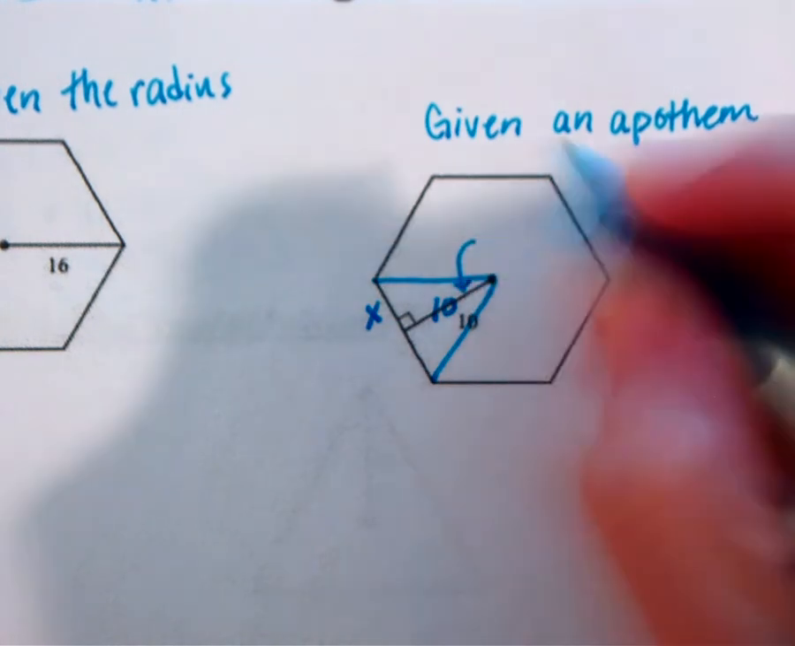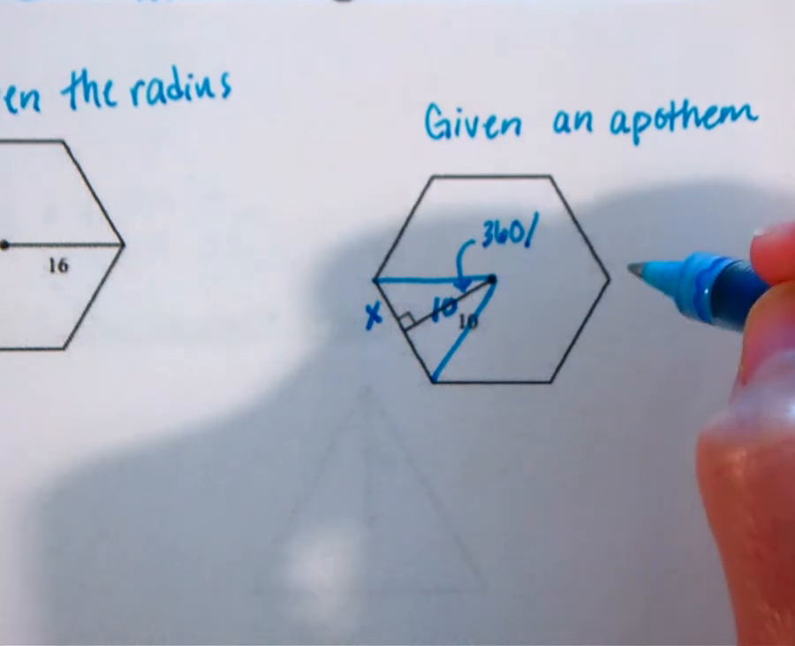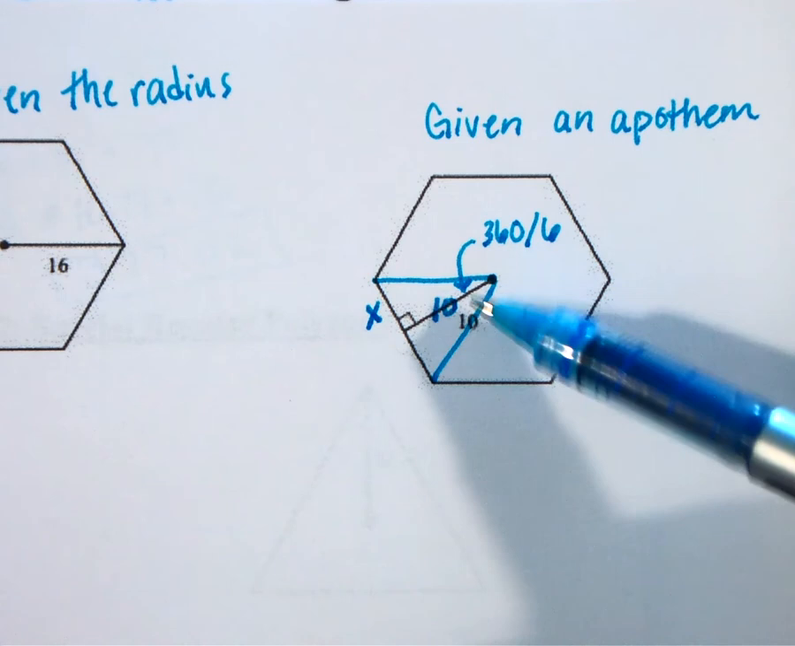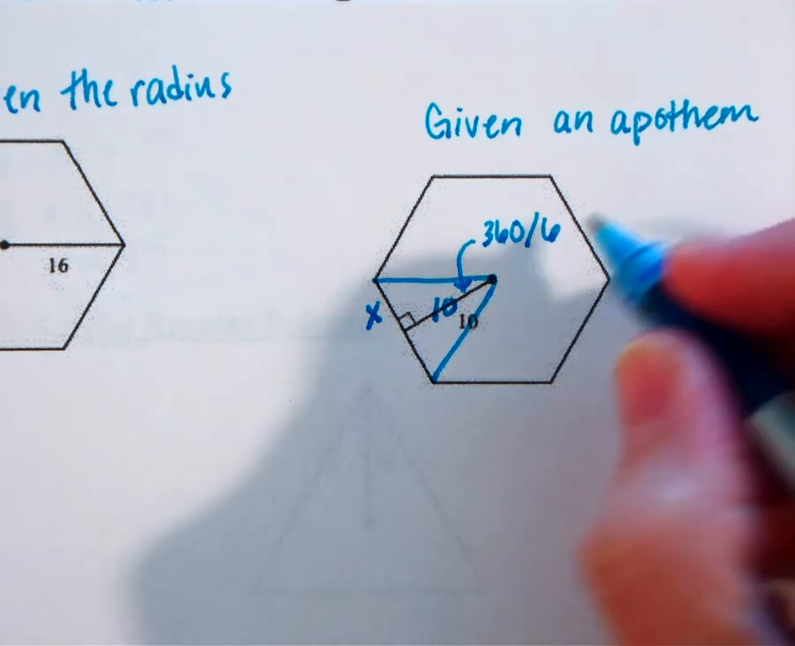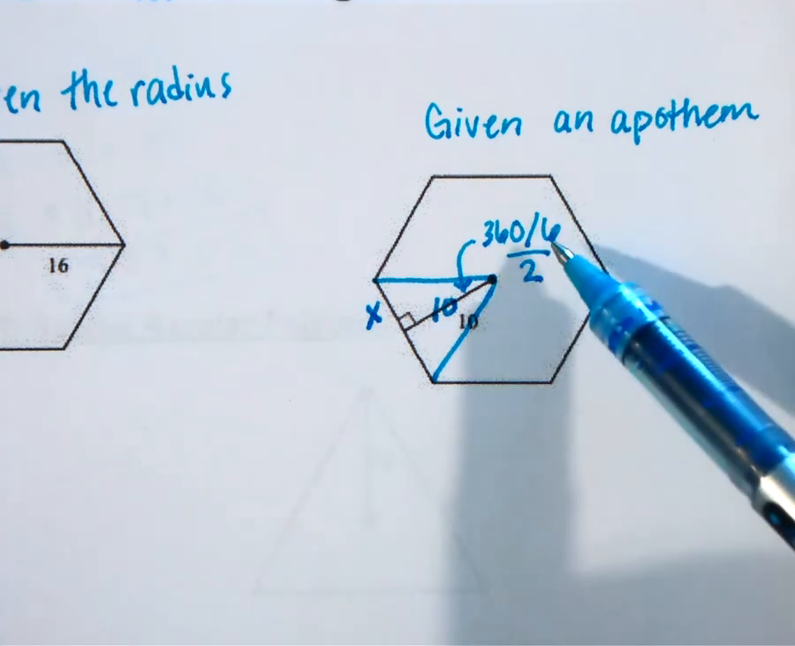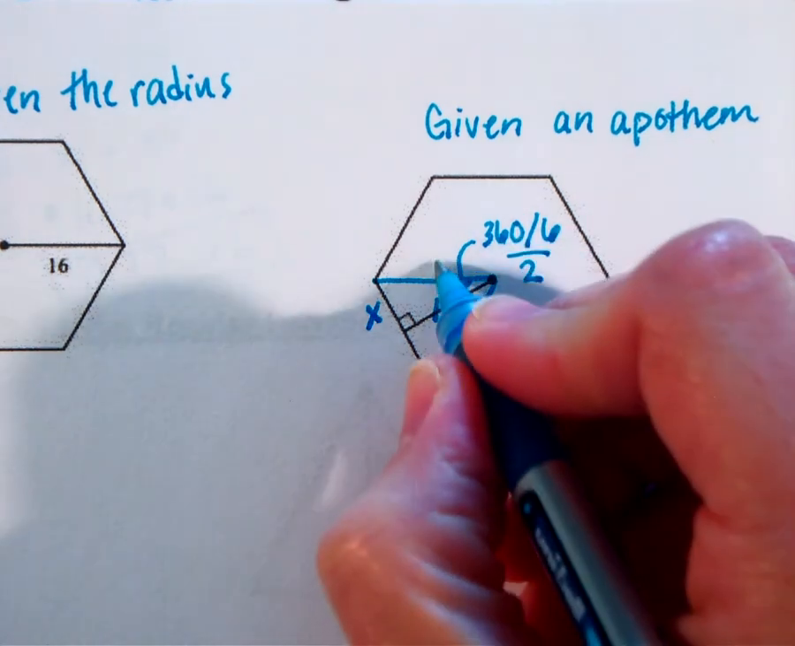Step 1 is still always to find the angle measure at the center. So to find this angle measure here, we're going to do 360 divided by 6, because this thing has 6 sides. It's a hexagon. That answer is 60 for the whole thing, and then I'll take that answer and divide it by 2 so that I get just this half. 60 divided by 2 is 30. Sorry about that. So 30 degrees is what we're going to write here.